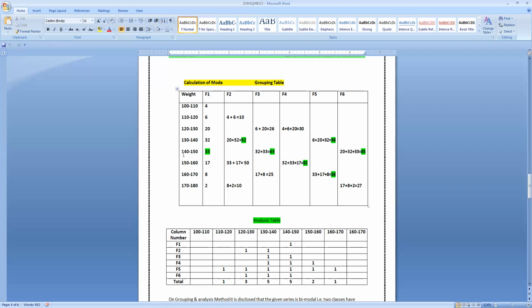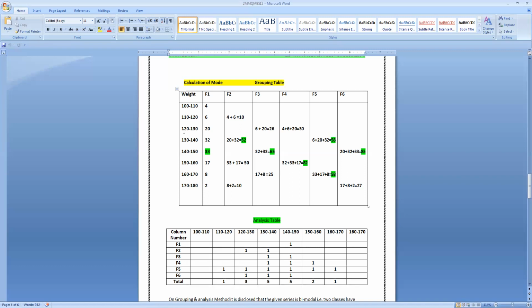Corresponding to that, what is the class interval? That is 140 to 150. Now, in the F1 column, that is the first column, corresponding to 140 to 150, we'll have to mark it as 1. Then we should go for the second column, that is 52. We got 52 by adding the frequencies of 20 and 32.